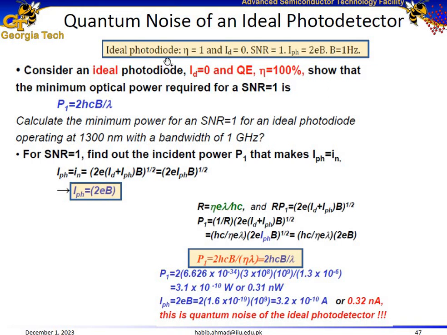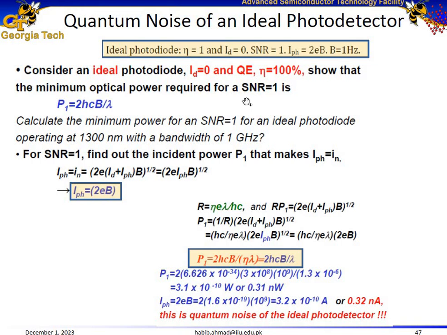Here we have another example. We consider an ideal photodiode, and the conditions for an ideal photodiode are that it has a dark current of 0 amps and a quantum efficiency of 100%. In reality, it does not exist, but for the sake of an example, we can assume an ideal photodiode having ID equal to 0 and quantum efficiency of 100%. So we need to show that the minimal optical power required for an SNR equal to 1 is P1 equal to 2hc times bandwidth divided by lambda.